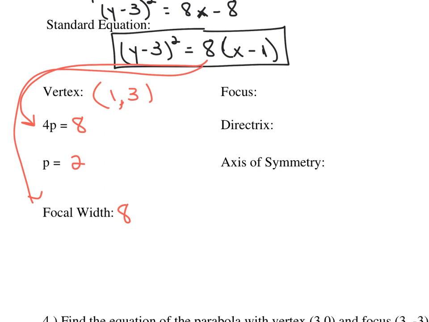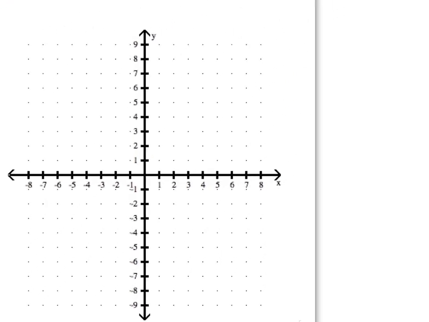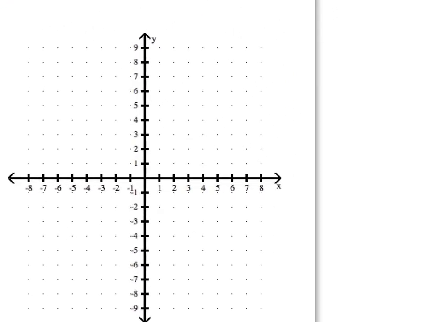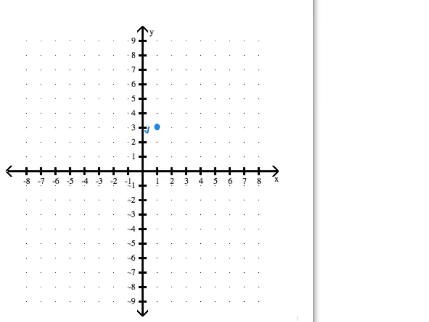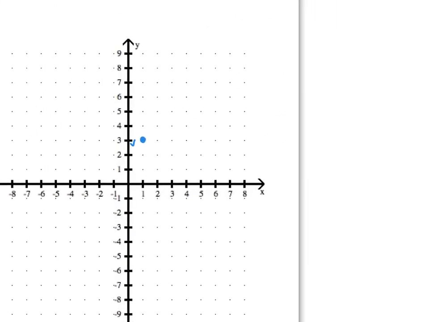All right, so I'm going to go ahead and plot my vertex on my graph. So 1, 3. And then since our p-value was, what was our p-value? 2? Yeah. And it opens to the right, the focus is going to go to the right 2 units. Now if it opened to the left, our focus would be to the left. And the directrix is 2 units to the right, or to the left.